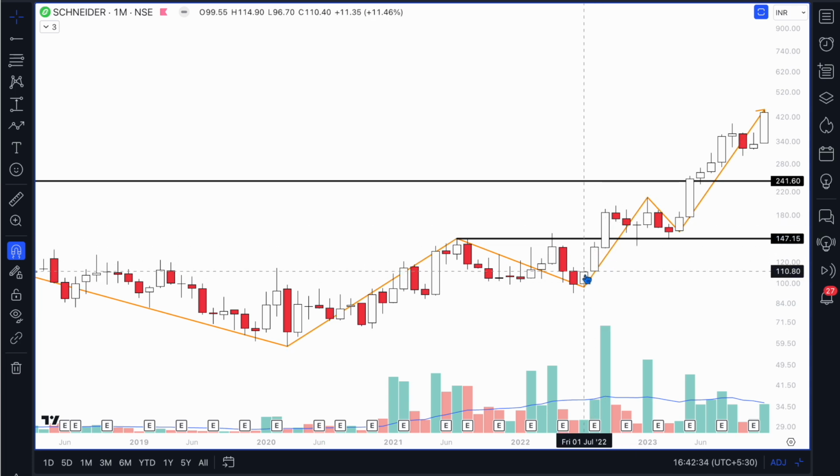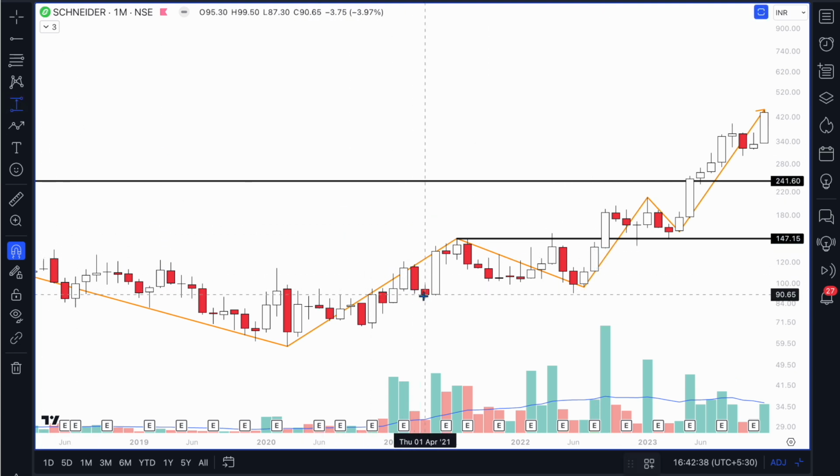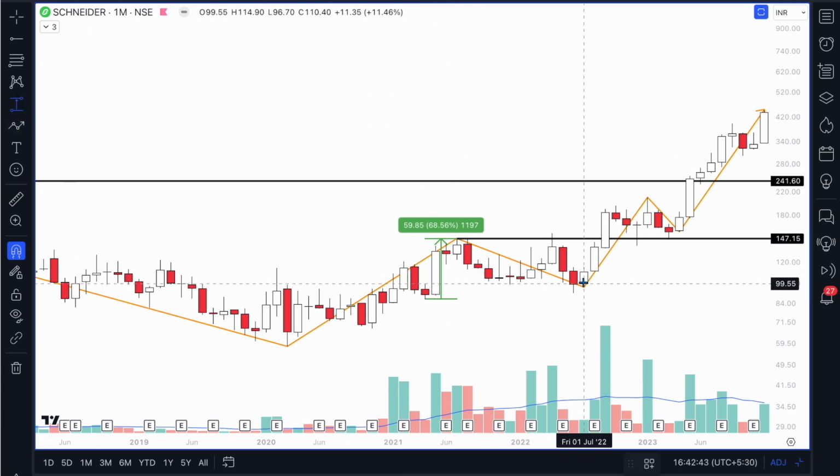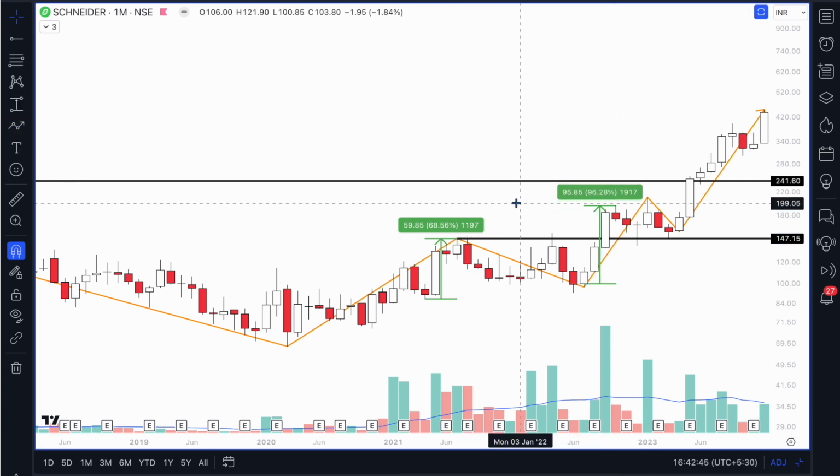Then you have to see when the stock is moving up, how much does it go? So let's first measure that. From here it went 68% in a matter of 2 or 3 months. Here also it went 96%, right? So then this tells you that you are in the right hands. You are at the right place.